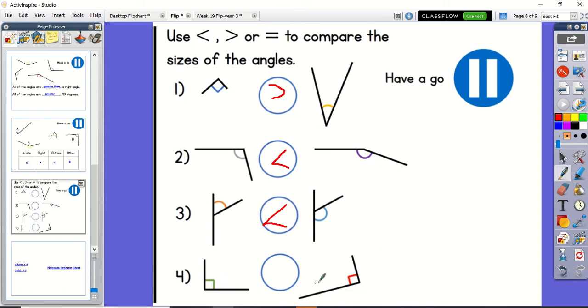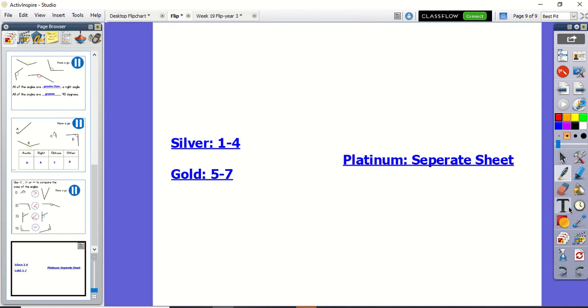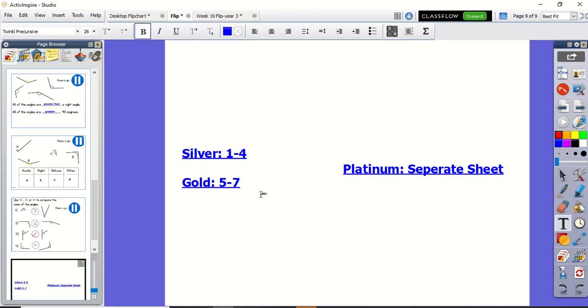And here, I've got two right angles. Now, since right angles are both 90 degrees, they must be equal. Okay? The only reason, number two, that I'm saying this one is bigger is because obtuse angles can be anything between 90 and 180. And if that one's more open, it's a bigger angle, which means it's bigger than that angle there. So, silver today is questions 1 to 4, gold is questions 5 to 7, and platinum, as always, is on a separate sheet.